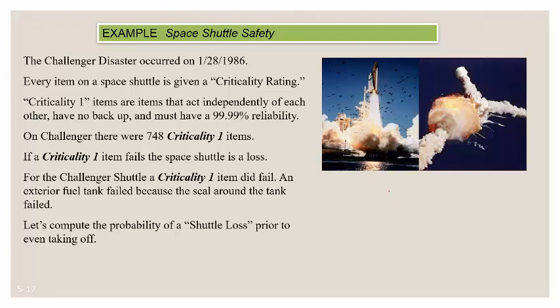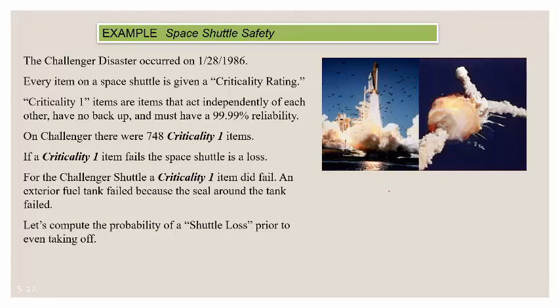Criticality 1 items are items that act independently of each other. They have no backup, and they must also have a 99.99% reliability. So what that means is the probability that the item works is 0.9999, really high. Let me give you an example of a criticality 1 item. The wings on the plane are classified as criticality 1. Right, there are no backup wings, and the wings work independently of other systems.